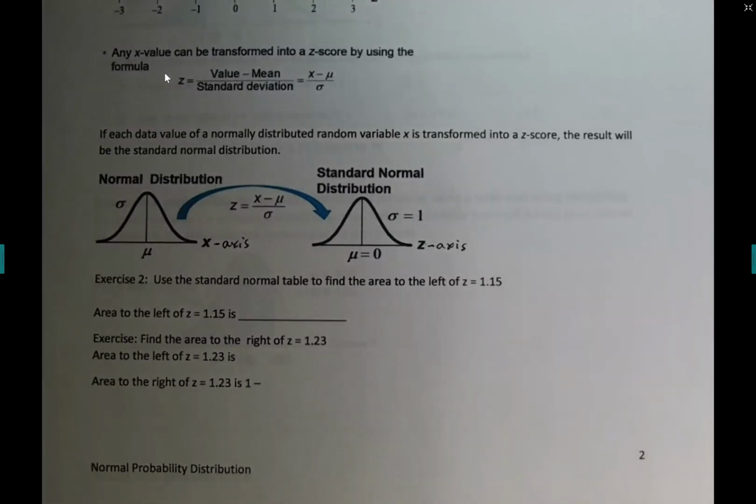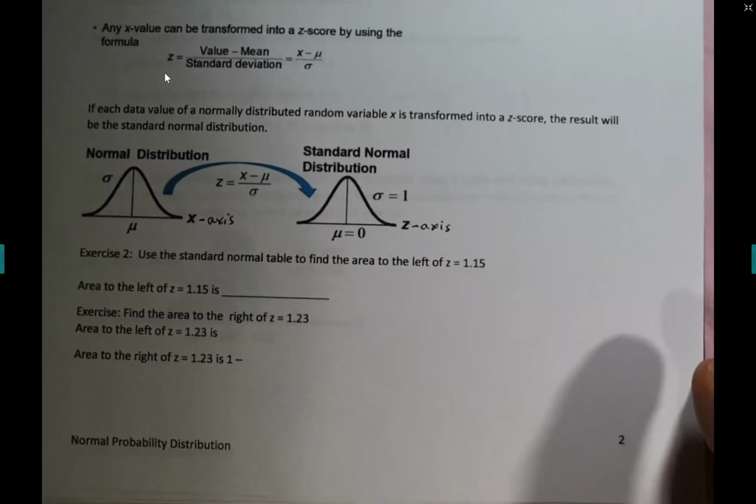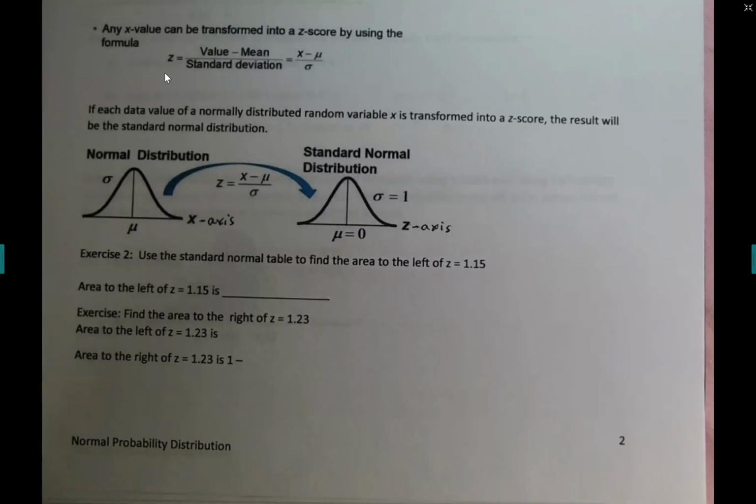Okay, use the standard normal table to find the area to the left of z equals 1.15. Okay, now we're coming to the real stuff. So let's get ready for this. Probably have a question here.